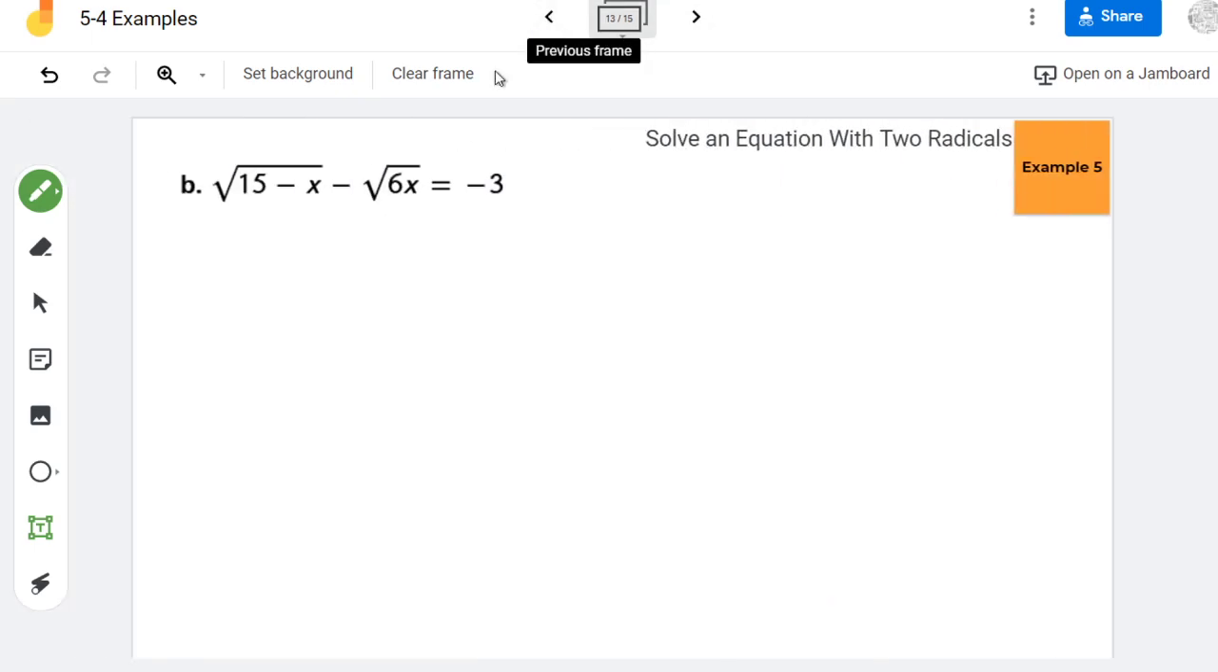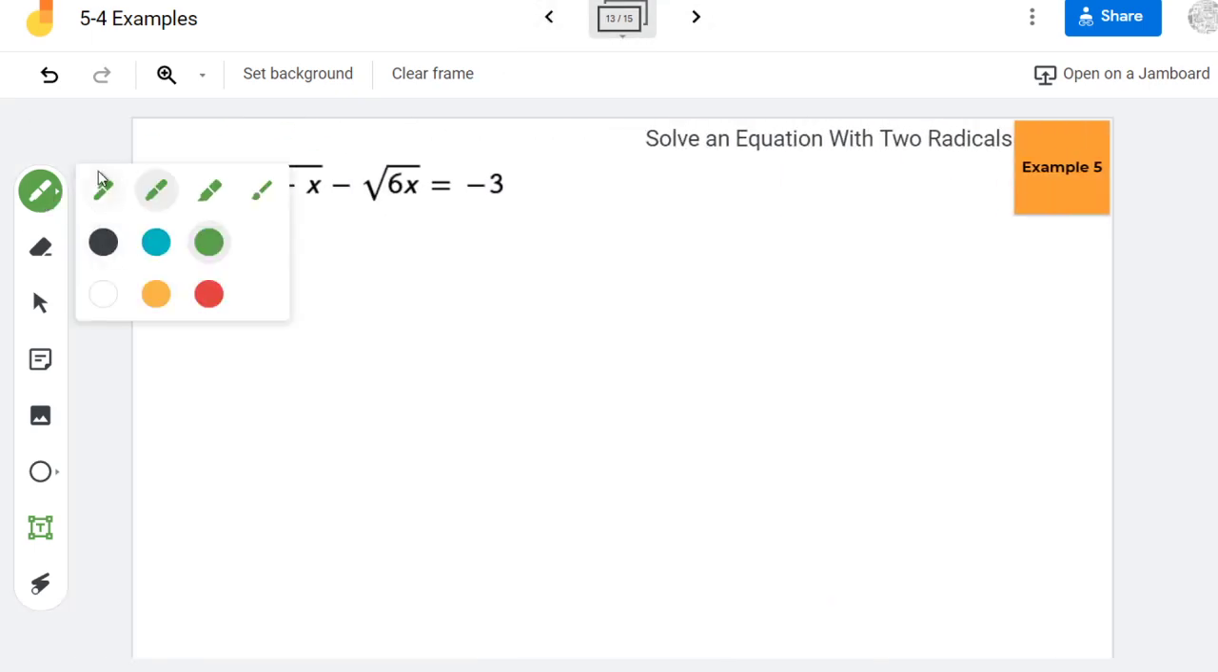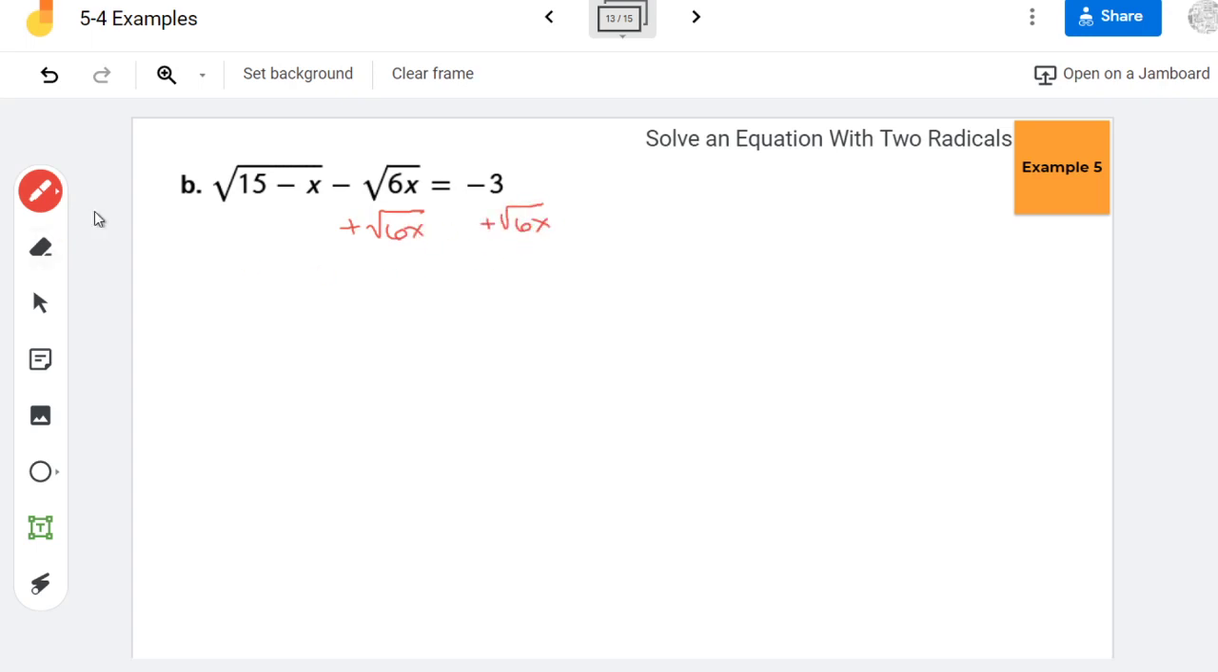All right, one more of these, y'all. We got this. I have faith in you. First step, isolate a radical. So I'm going to go ahead and add the root 6x to each side. So I get the square root of 15 minus x is equal to root 6x minus 3.